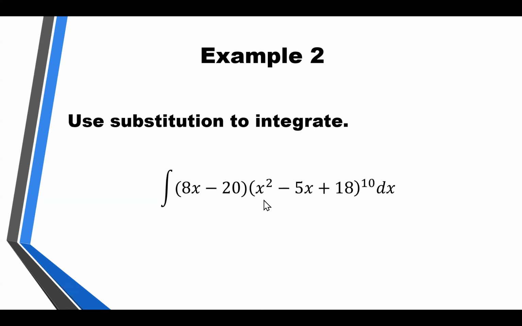As always, the most important thing is to figure out the inside function. In this case, we have two functions on the inside of parentheses, but only one of those has been raised to a power. Well, this one's raised to the implicit power of 1, but this is raised to the power of 10. So for my inside function, I'm going to use x squared minus 5x plus 18.